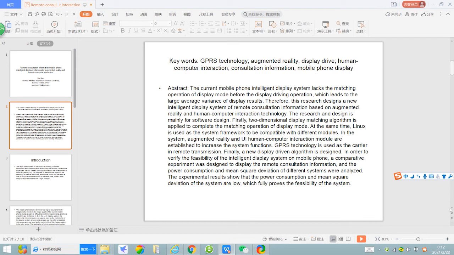The current mobile phone intelligent display system lacks the matching operation of display mode before the display driving operation, which leads to the large average variance of display results. Therefore, this research designs a new intelligent display system of remote consultation information based on augmented reality and human-computer interaction technology.